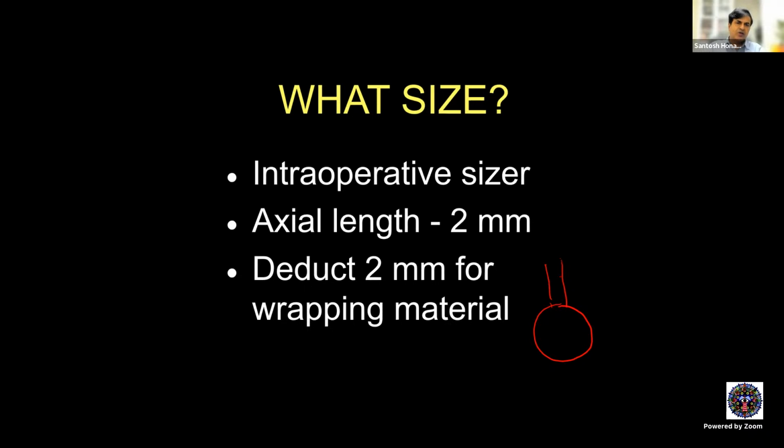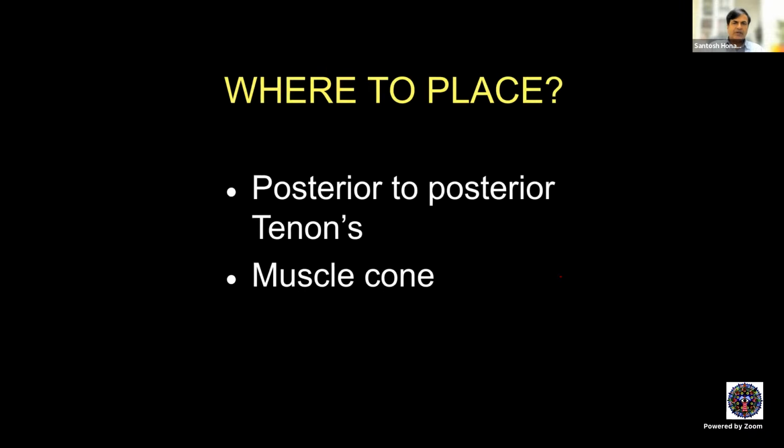If it is small, then you can replace it with a larger implant. So all this is done intraoperatively. But if you really want to get an idea, then axial length minus 2 millimeter, this is called Caltrider formula. This will give you a broad guideline, but you undersize that by a millimeter or so, and deduct 2 millimeter for the wrapping material.